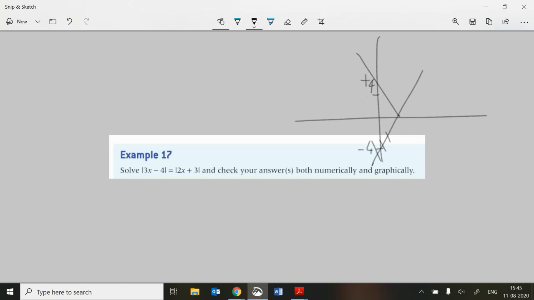Okay, so that should be a +4 there. So it's going to go through +3, and then we're going to have a steepness of +2. So slightly less steep, this one. It's going to go something like this. Okay, it's going to cut through at -1.5 there.